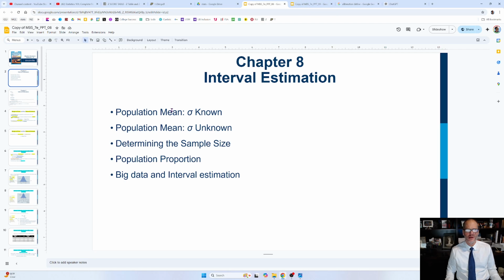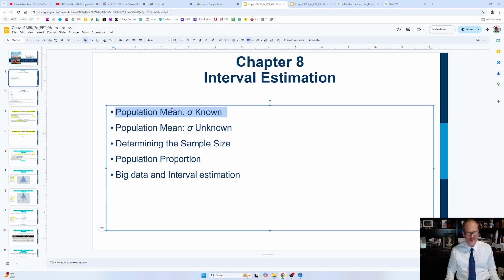So we're going to do hypothesis testing, or no, we're going to do interval estimation for the population mean, where we have the population standard deviation known.